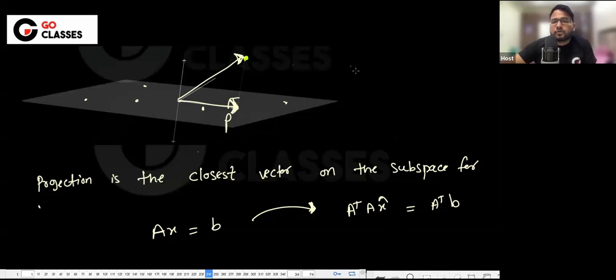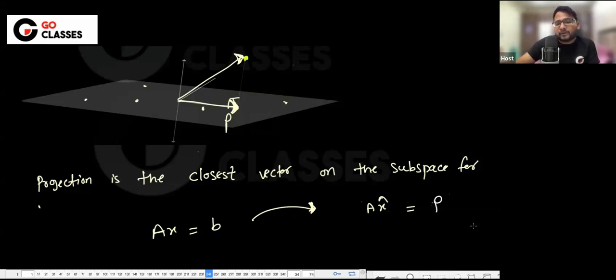Basically, you can say it like this also: A x cap is P, right? So instead of solving for Ax equal to b, I will be solving for A x cap equal to P, which means b seems to be impossible. So instead of b, I will make use of something else, which is actually possible. What is the best approximation of b onto the subspace? P, right? Because P is the closest to b. So instead of solving for Ax equal to b, I will be solving for A x cap equal to P.